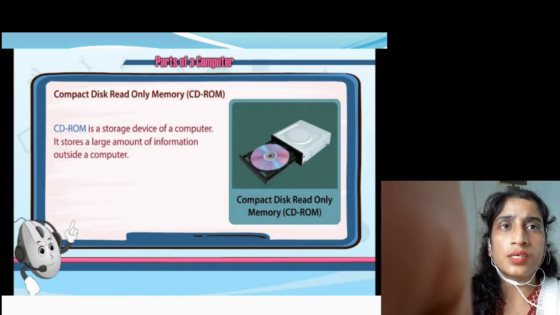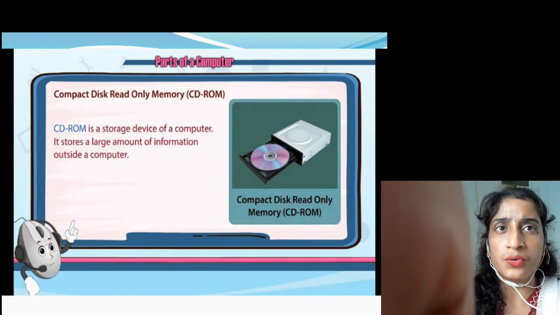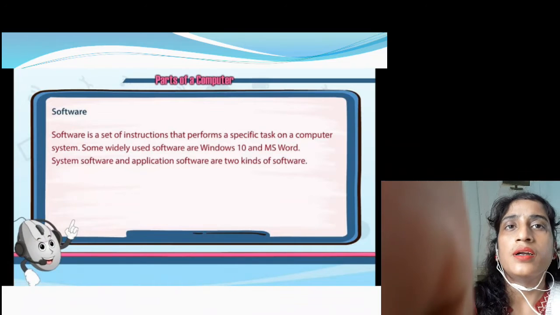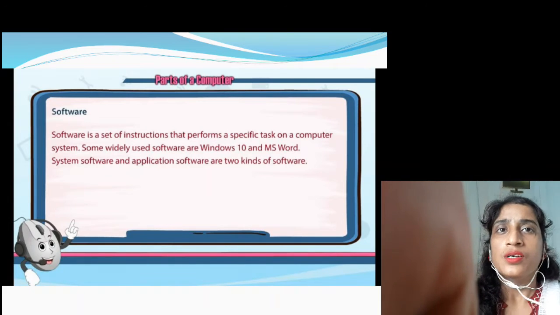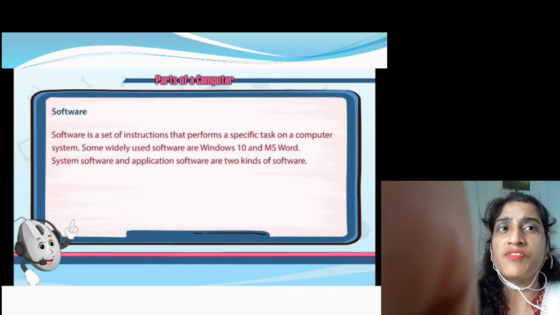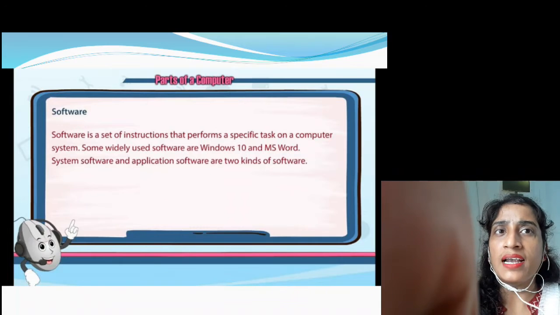Now the next topic of your chapter 2 is software. What is software? Software is a set of instructions that perform a specific task on a computer system. Some widely used software are Windows 10 and MS Word.